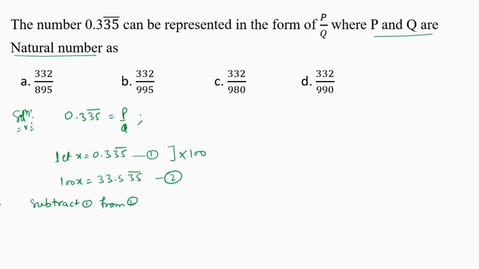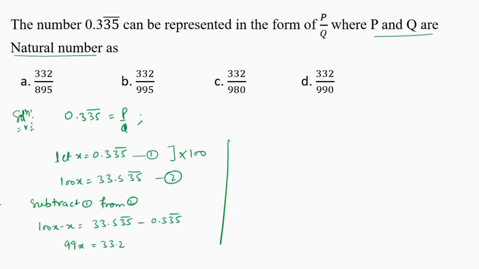from 2. We get 100x minus x equal to 33.5 bar 35 minus 0.3 bar 35. So on solving this we get 99x equals to 33.2.